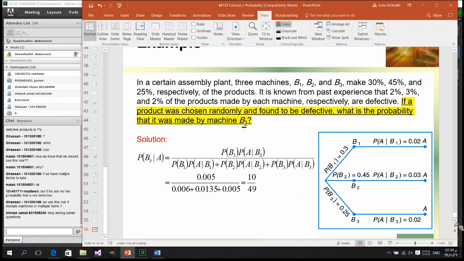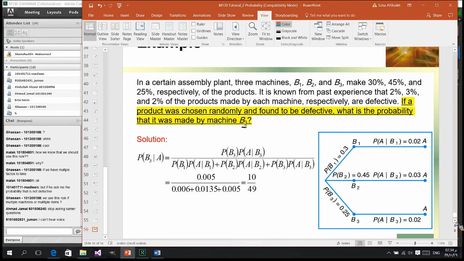Okay, so I'm looking for the probability that machine 3 gave me this defective product. The product chosen randomly is defective. What's the probability that it comes from machine B3?